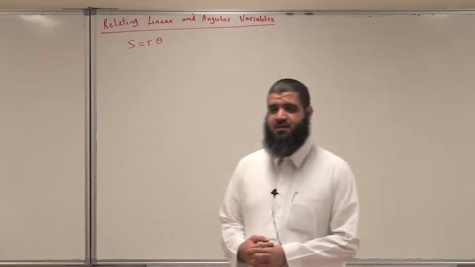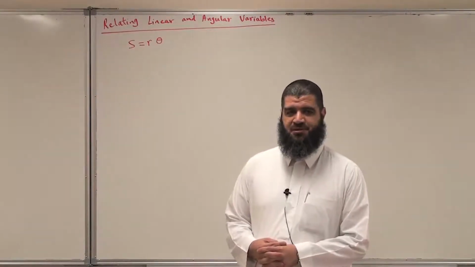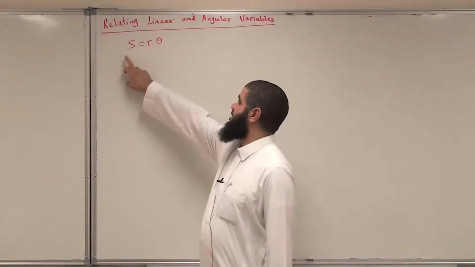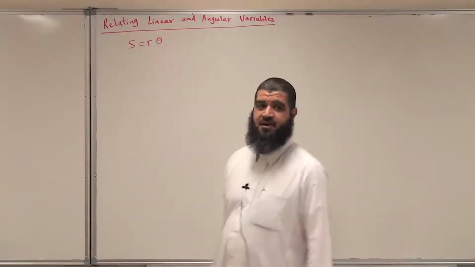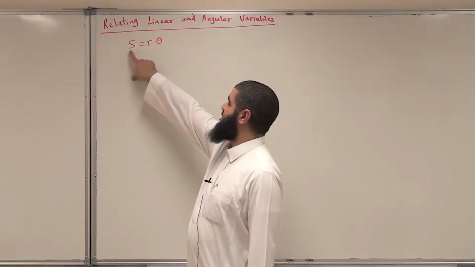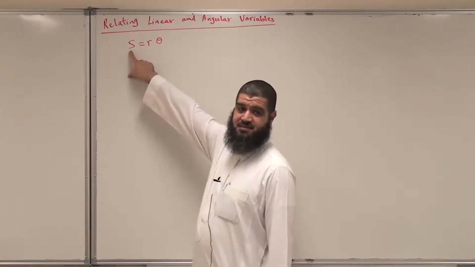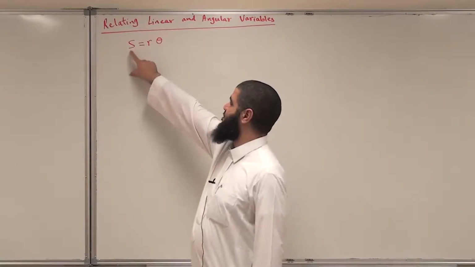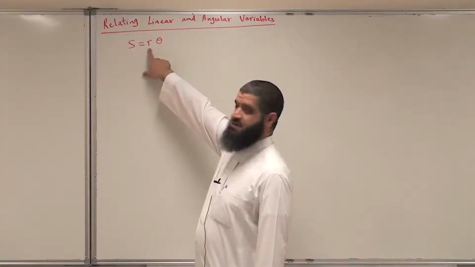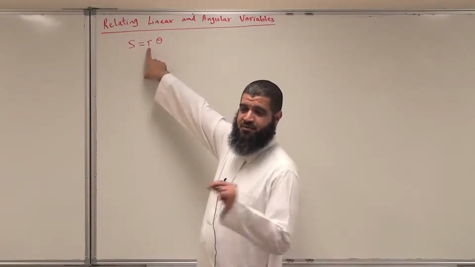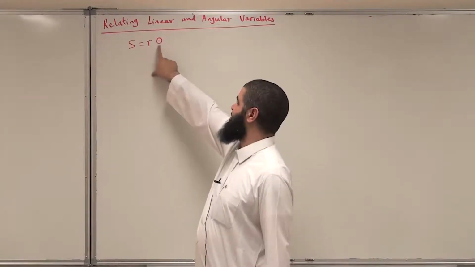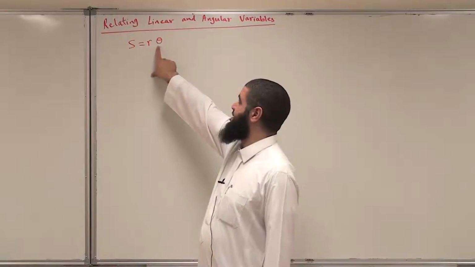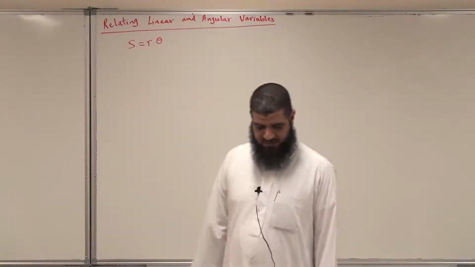We have started talking about rotational motion, and you have seen this relationship S equals R theta, where S is the distance traveled by a certain point on a rotating object, R is how far that point is from the axis of rotation, and theta, or simply delta theta, is the angular displacement.